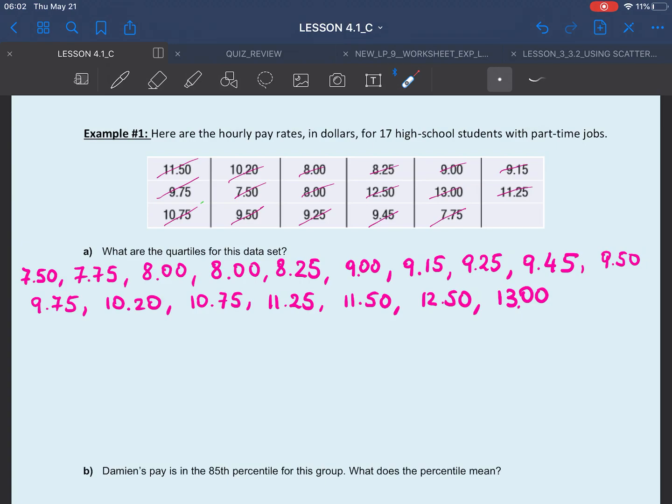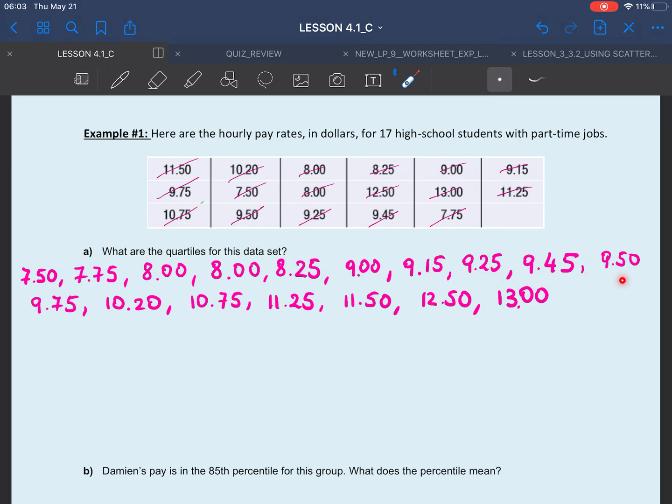And welcome back again. Now we're going to take a look at an example where we can practice how to find quartiles and percentiles. So here we go. We are given the hourly pay rates in dollars for 17 high school students. Here are all the 17 numbers on this chart. And we need to find the quartiles first.